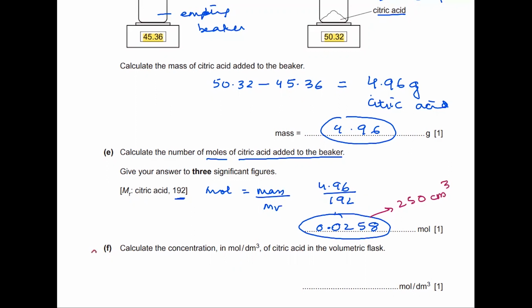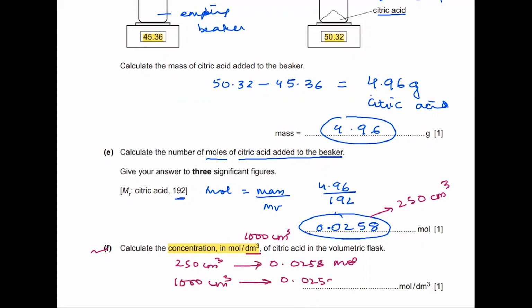So now in the next step, the F part, they're asking us to calculate the concentration in mole per dm cube. We know the number of moles present in 250 cm cube, which is 0.0258 moles. So we can easily calculate for 1000 cm cube. We need to have both the units the same, so 1 dm cube converted into cm cube makes 1000. So 1000 cm cube will have X number of moles, which will be 0.0258 divided by 250 multiplied by 1000.